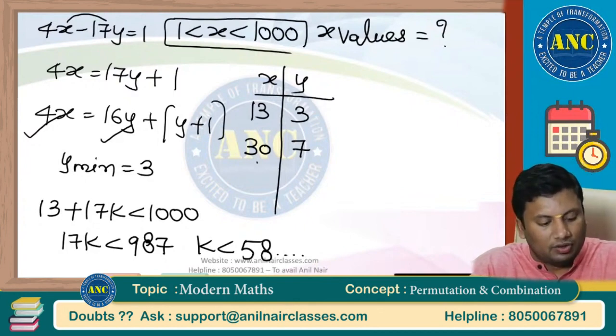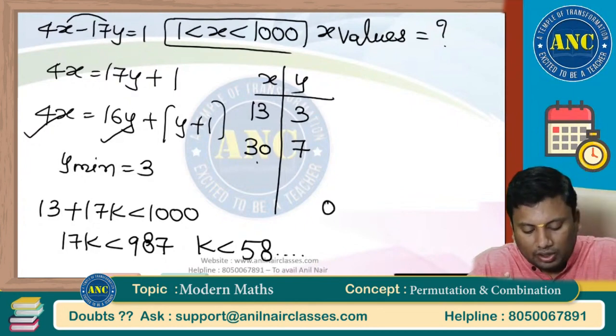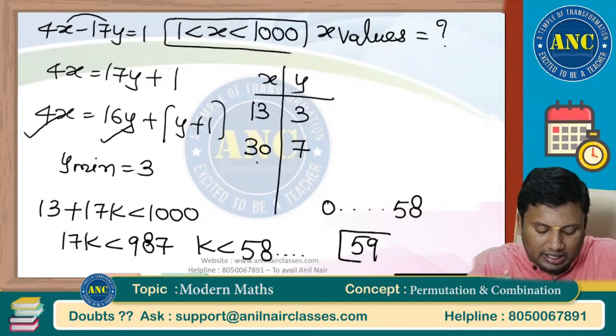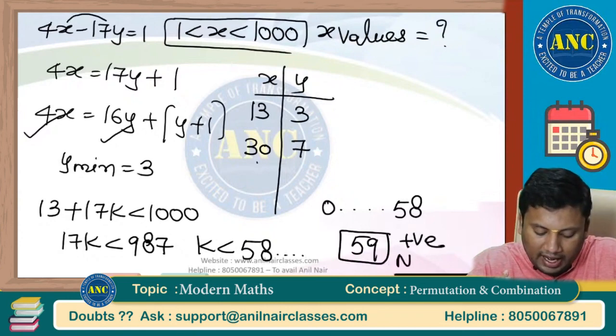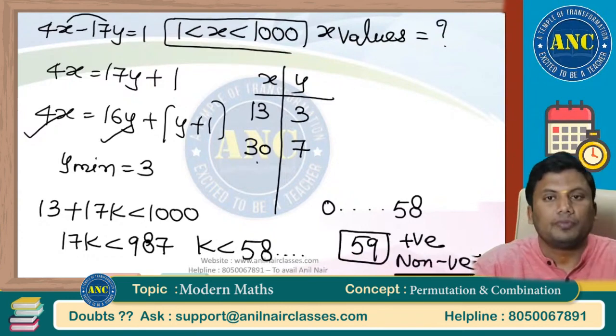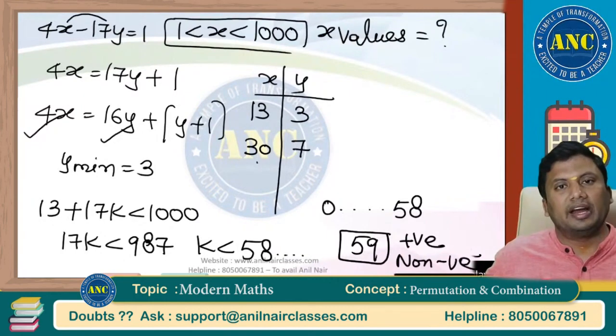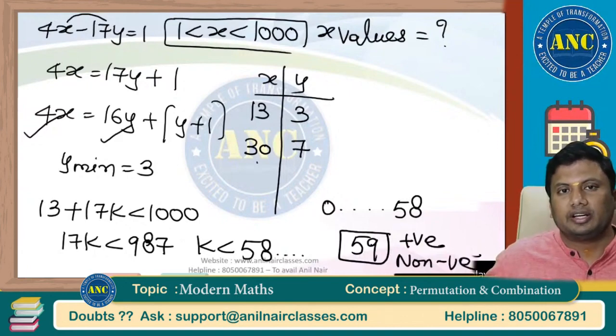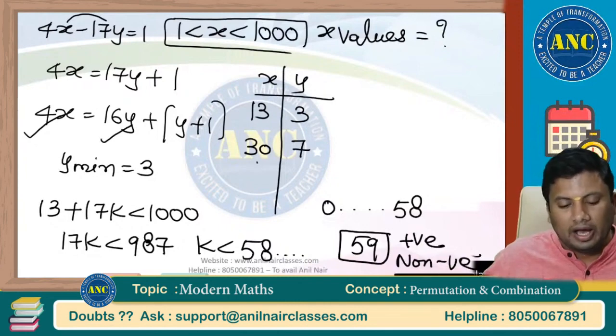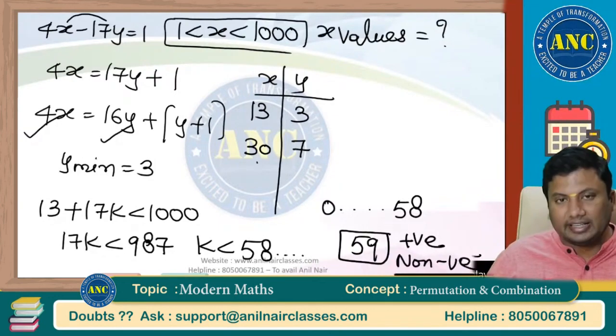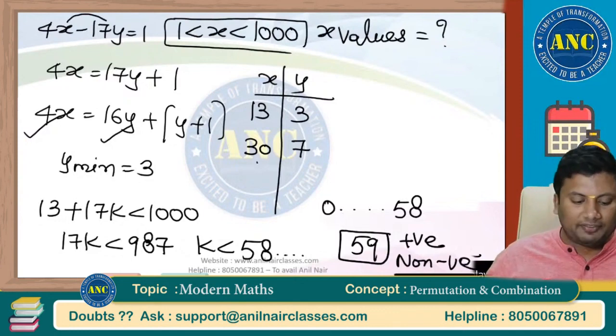So can the k value be 0? Yes, it can be. So k can be from 0 to 58. That is 59 non-negative and 58 positive. I hope the idea is clear. For enrolled students, the approach video on how to eliminate answer options is already kept; you can see the optimal method to solve the question. So it is 59 non-negative and 58 positive.